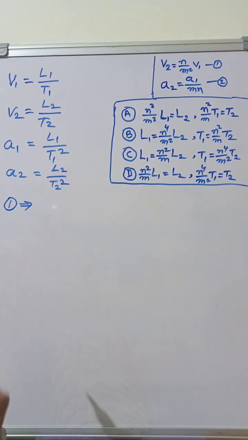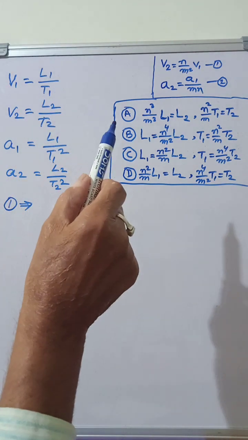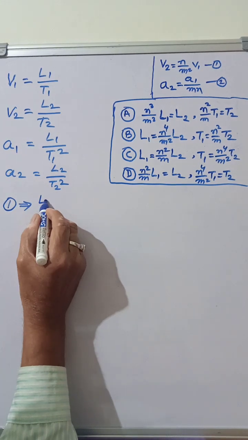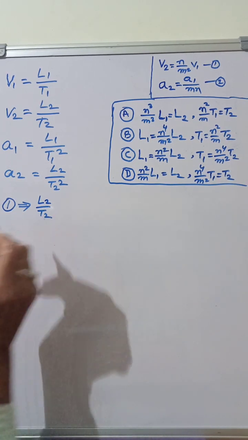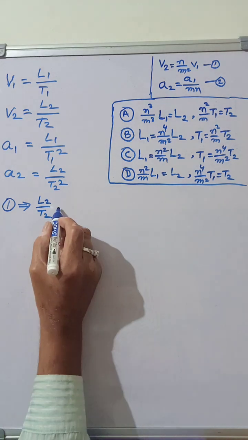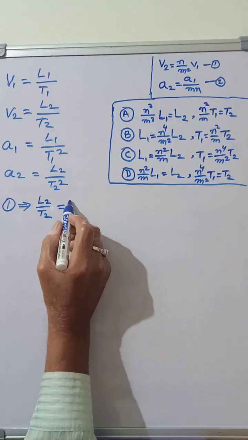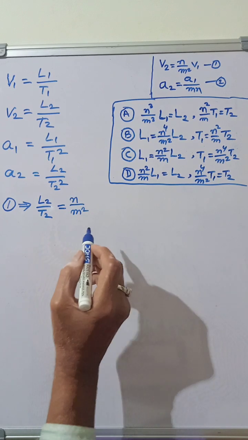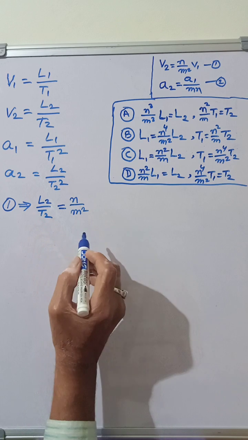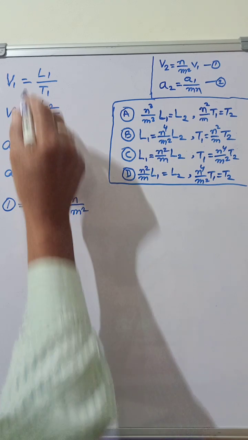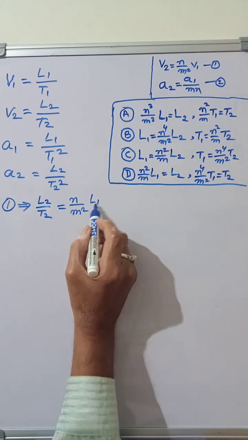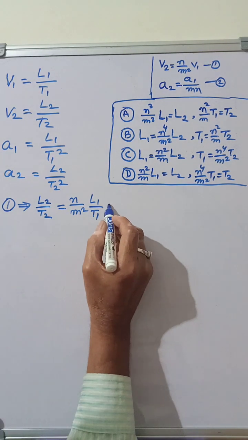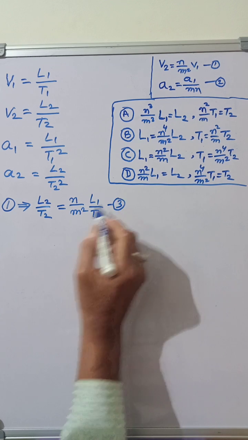Equation 1 gives V2 is equal to n by m square into V1. What is V2? L2 by T2 is equal to n by m square into V1. V1 is L1 by T1. We'll mark this as equation 3.